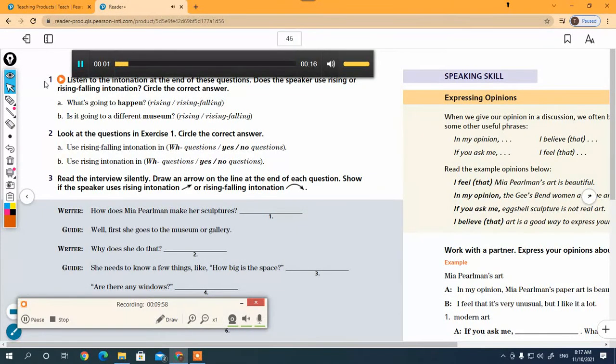Page 46. Pronunciation. Exercise 1. A. What's going to happen? B. Is it going to a different museum?